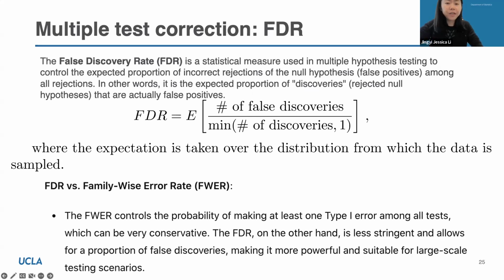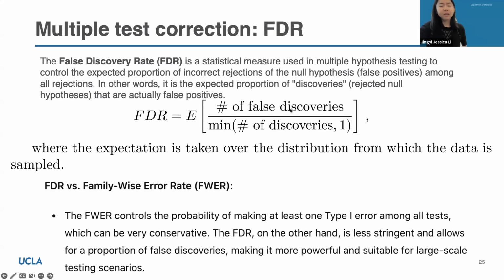It's a different definition. It is used to measure multiple tests and control the expected proportion of incorrect rejections of the null hypothesis. It is the expected proportion of discoveries that are false among all discoveries. So basically, the formula is that you are taking the expectation of a ratio, number of false discoveries over number of discoveries. And to avoid dividing by zero, you have the denominator be at least 1. Here, the expectation is taken over the distribution from which the data is sampled.